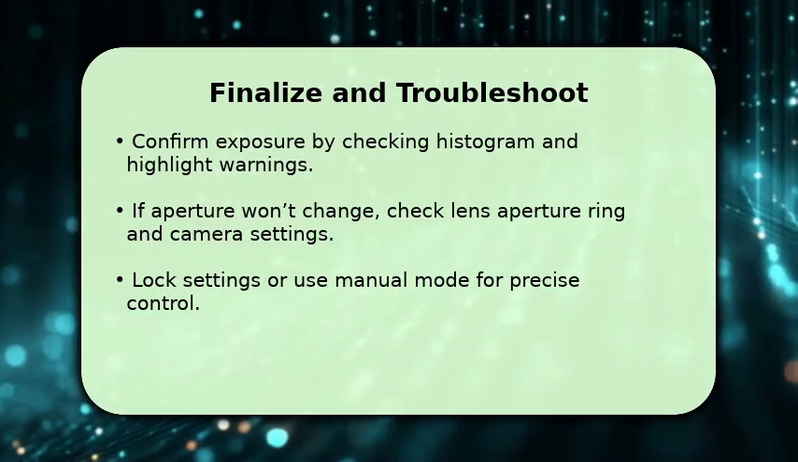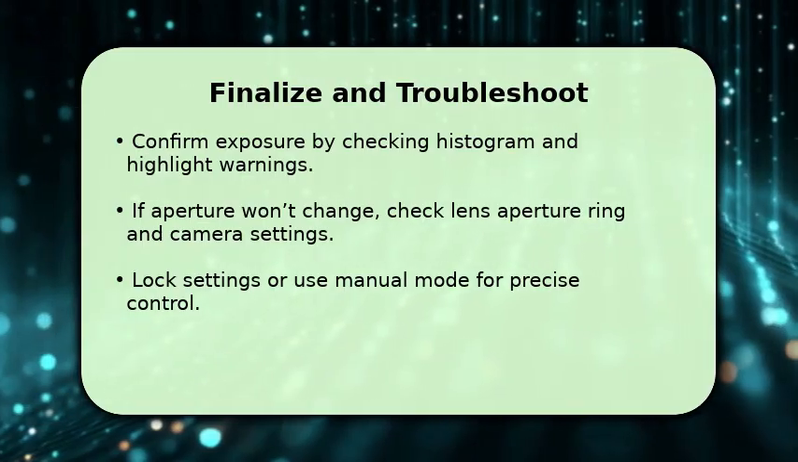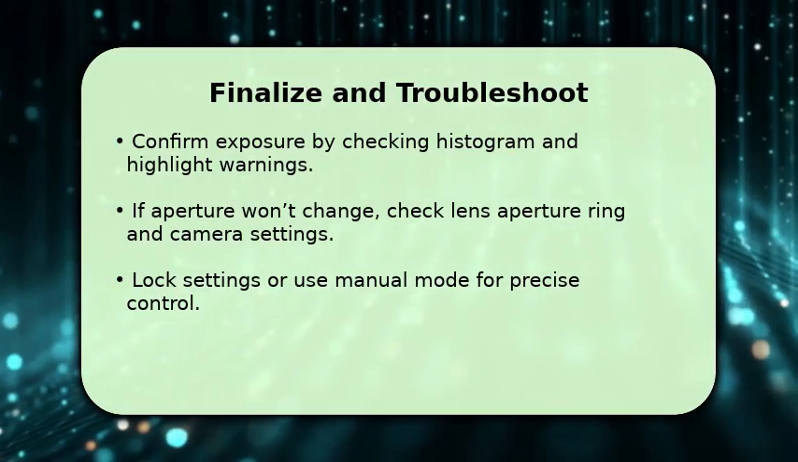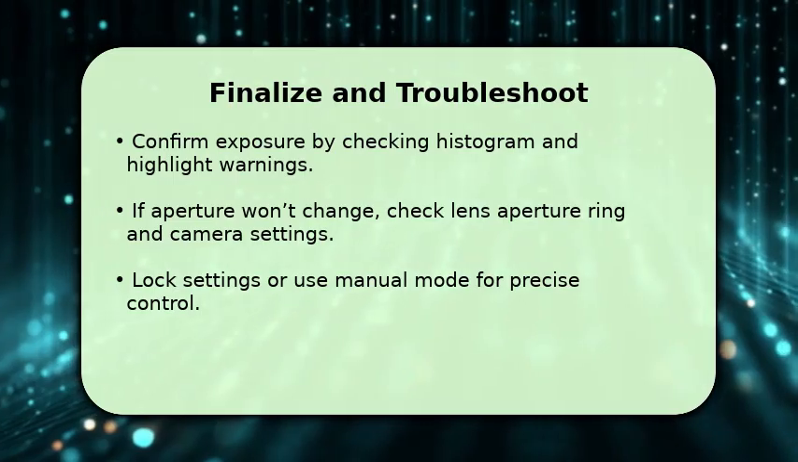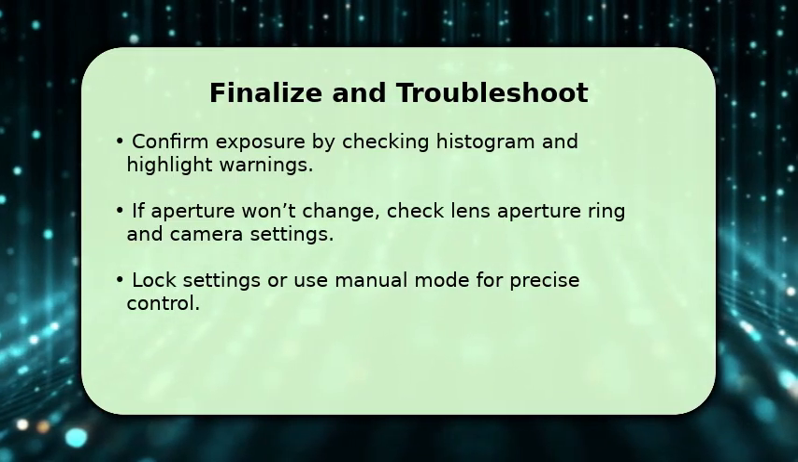If the aperture won't change, make sure the lens aperture ring isn't locked at a specific f-stop and that the camera's aperture control isn't disabled. Reattach the lens and restart the camera as a quick troubleshoot.